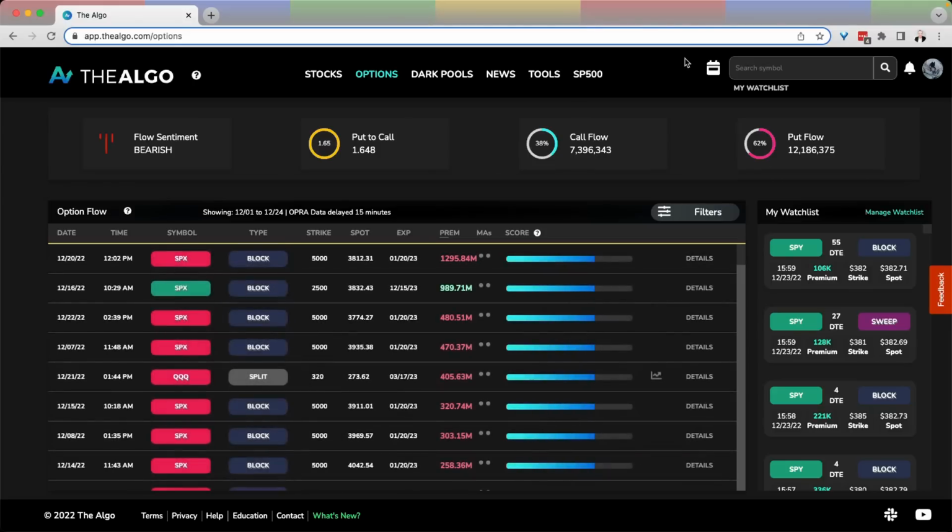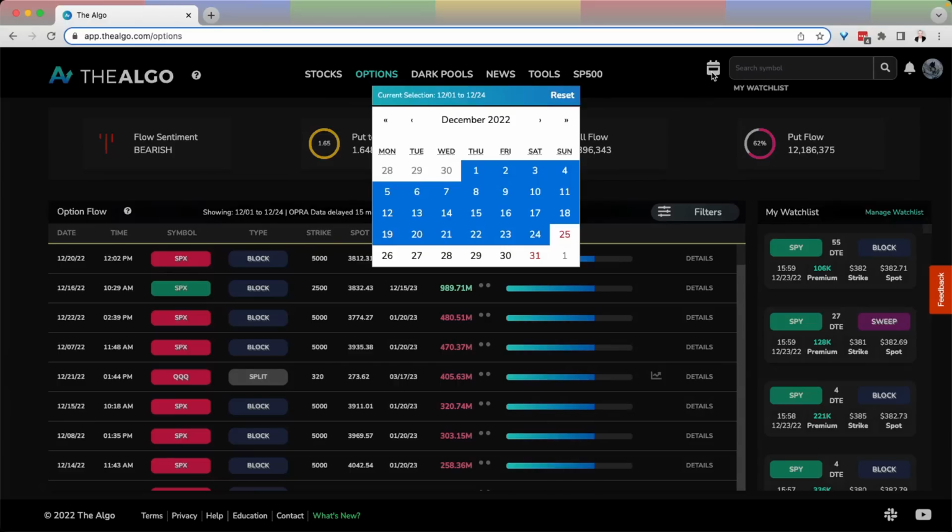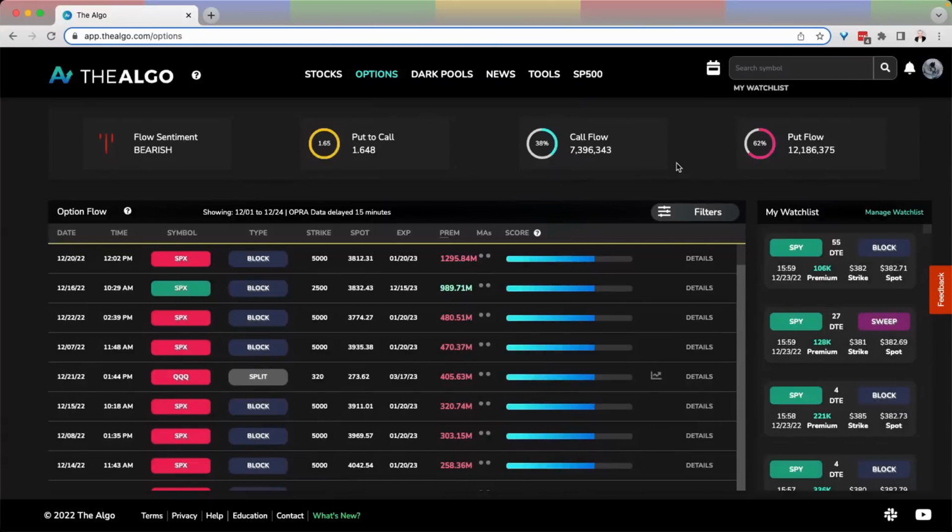So when we go to our unusual option flow for more than 100,000 in premium, we look at month to date, December 1 to 24. We talked about the VIX before. What have they been buying with this VIX down and suppressed? Well, lots of puts. 1.64 put call ratio, 12 million put flow, 7 million call flow.